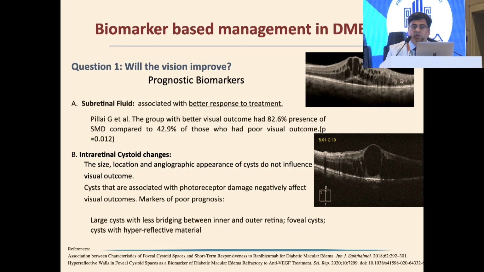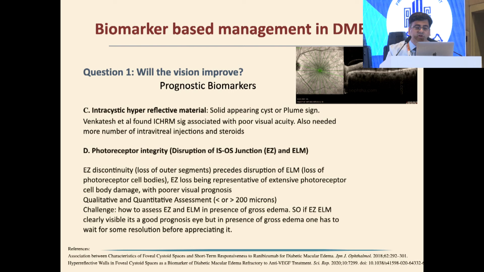Presence of intracystic hyperreflective material, which you can see here in the top cyst, that hyperreflective material within the cyst is considered a sign of poor prognostic marker. We very closely look at photoreceptor integrity in terms of ISOS junction and EZ integrity, and a break in ISOS and EZ is a sign of poor prognostic marker. This comes with a small caveat that in presence of cystoid edema, which is quite large, you may not always be able to pick it up. But if it is present, then you can be sure that this patient is going to have a good visual recovery if the EZ and ISOS is intact.